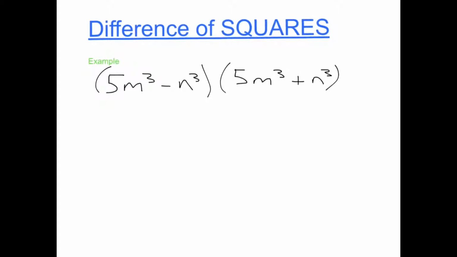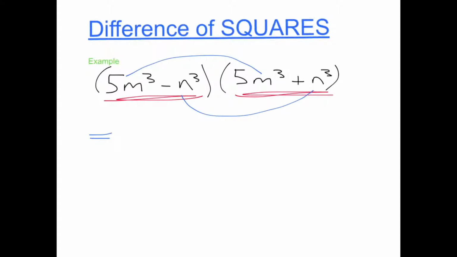Here's an example on differences of squares. And I forgot to mention last time how you identify when to use this method. It's when the brackets are exactly the same, but the sign is different. So this one has a negative, that one has a positive. So let's use our shortcut, which is our first terms and our last terms. So the first terms times together gives us 25m to the 6, and then negative times a positive gives us negative n to the 3 times n to the 3 will give us n to the 6, and that will be our answer.